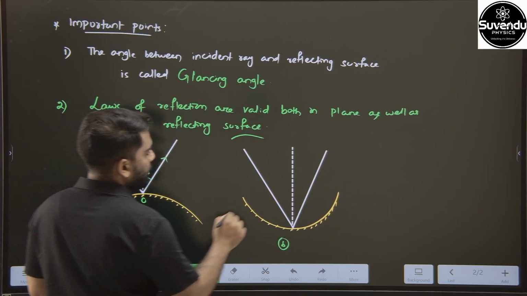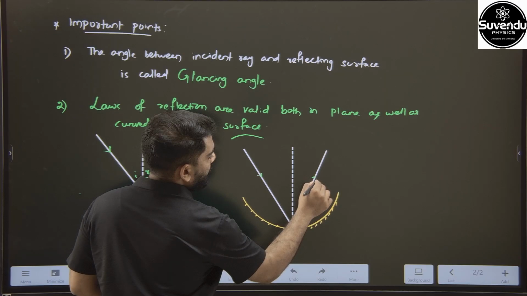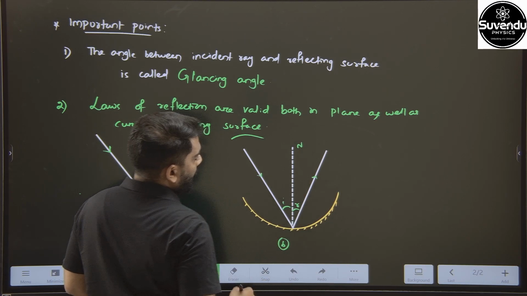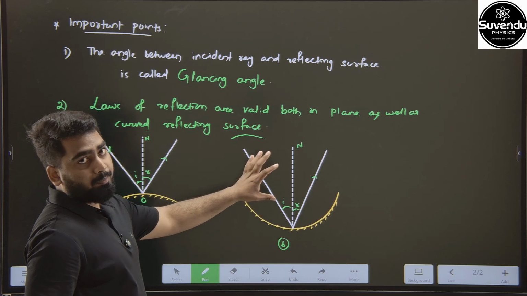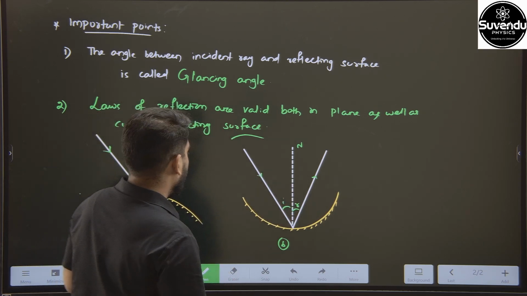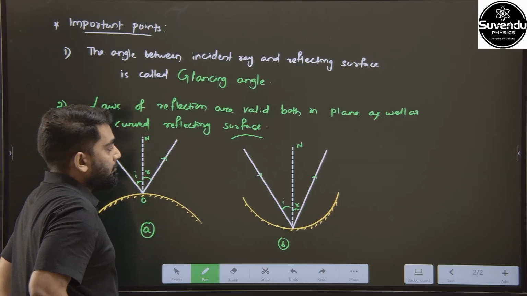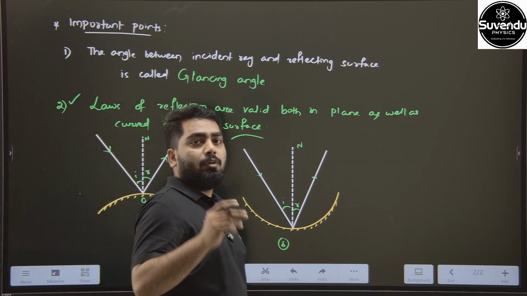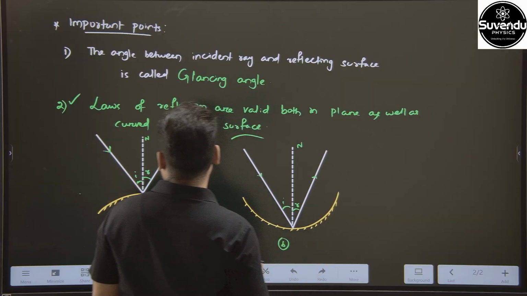In figure B also, this is incident ray, this one is reflected ray, angle I, this is angle R, this is normal, and all lie in the same plane. That plane is called plane of incidence or plane of reflection or plane of travel. And in both the cases, angle I is equal to angle R. So in this case, laws of reflection are valid both in plane as well as curved reflecting surface.